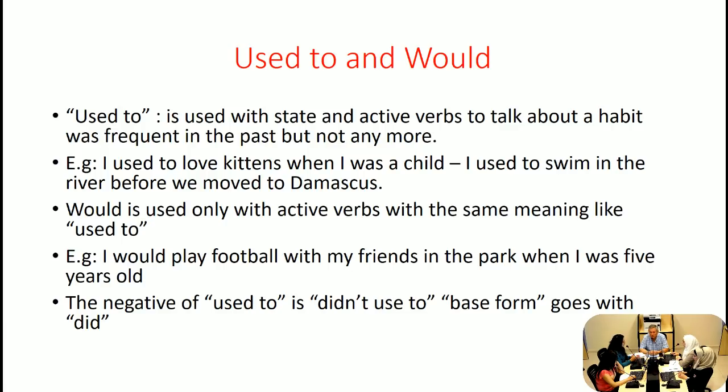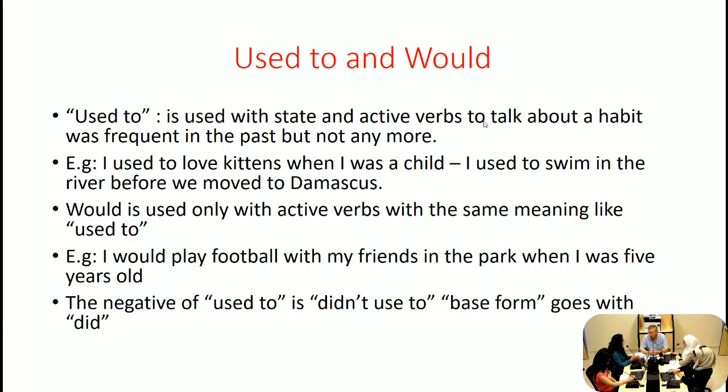Okay, about would, with would we use only active verbs. When we have an active verb, we use would. When we don't have an active verb, we can use used to, but not would. When it's a state verb, we use used to. I hope it's clear now. With the same meaning, of course, as used to. Example: I would play football with my friends in the park when I was 5 years old. So, to make it clear, used to with active and state verbs, would only with active verbs.